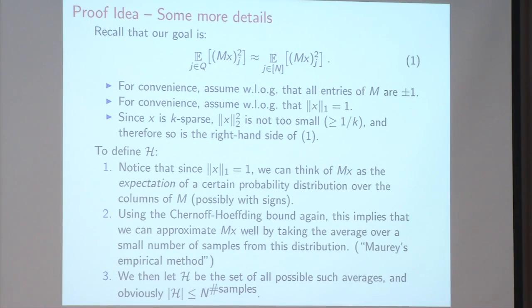Okay, that's the number of ways to choose. The number of ways to choose 10 columns here is n to the 10, and that's what I'm using here. So let me demonstrate this.